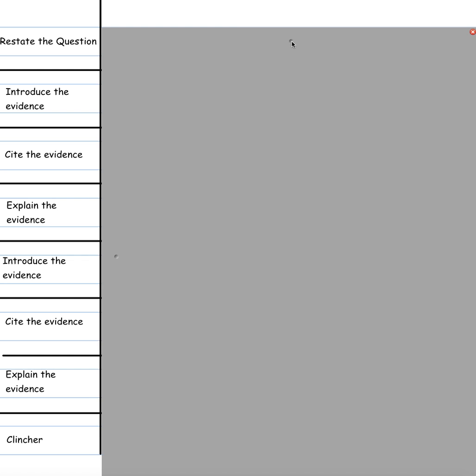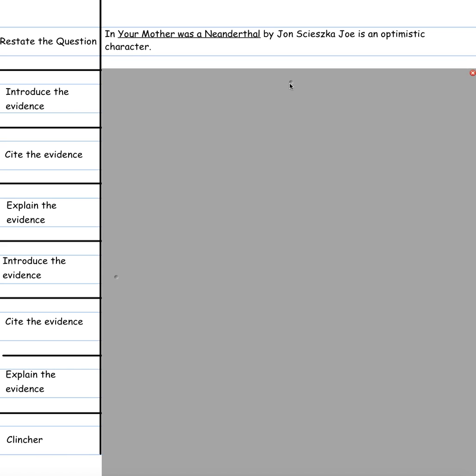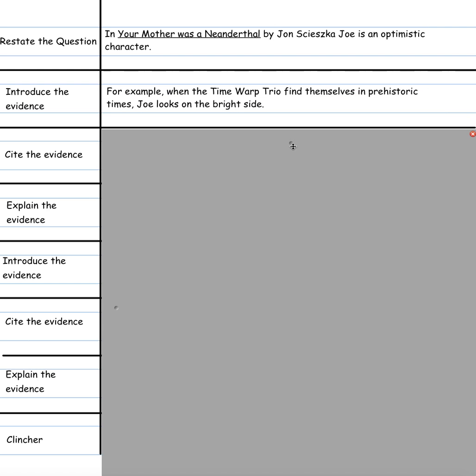To restate my question, I went back to the original writing prompt and I took some of those words, and here is my restatement. In Your Mother Was a Neanderthal by John Scieszka, Joe is an optimistic character. So to introduce the evidence, I wanted to think of one time in the book where we've seen Joe be optimistic, and I decided to go right back to the beginning. I used my transition. For example, when the Time Warp Trio finds themselves in prehistoric times, Joe looks on the bright side. Now I'm ready to cite my evidence.